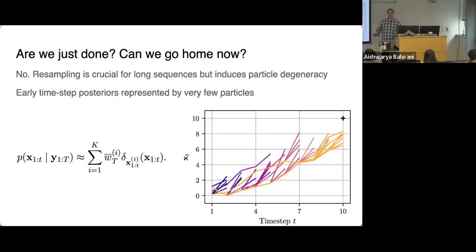Now, are we done? Why am I still talking about reweighted wake sleep? Can we go home now? The answer is no. It turns out that for long sequences, resampling was really crucial to getting low variance estimates, but it also induces particle degeneracy at early time steps. So for the early time step posteriors, there are only a few particles. The yellow particles are the only ones that survive until time t, and you can see that they all stem from a few particles that started out at time 1. So maybe your expectations over the state at time 1 are going to be considerably higher variance because only a few particles give rise to them.